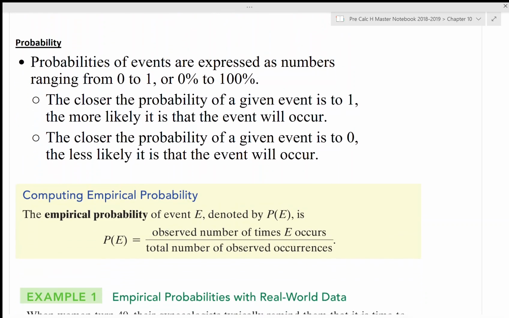So probability. Probabilities of events are expressed as numbers ranging from 0 to 1 or 0% to 100%. You can't have a negative probability. There's no negative chance that something can happen. You also can't have a 110% chance of something happening. It's between 0 and 100. The closer the probability is to 1, the more likely it is to happen. If the probability of any event, let's just say A, is 1, then that means it is guaranteed.